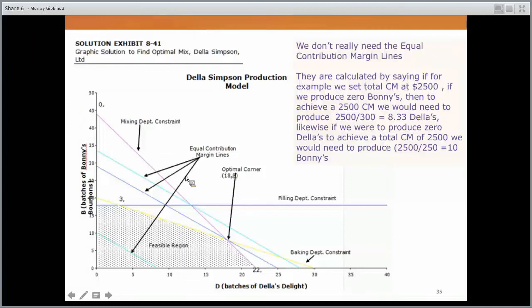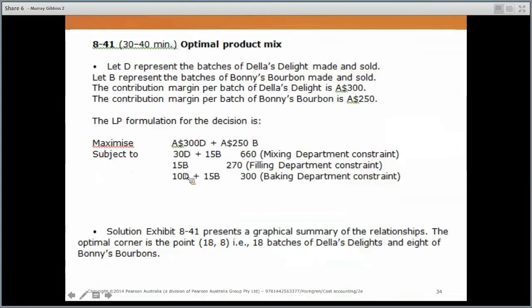We do exactly the same for the baking department. We go back and we look at the baking department constraints. I keep getting the biscuits mixed up. Anyway, imagine Della was 0. How many lots of Bella could we make? 300 divided by 15. And then reverse.